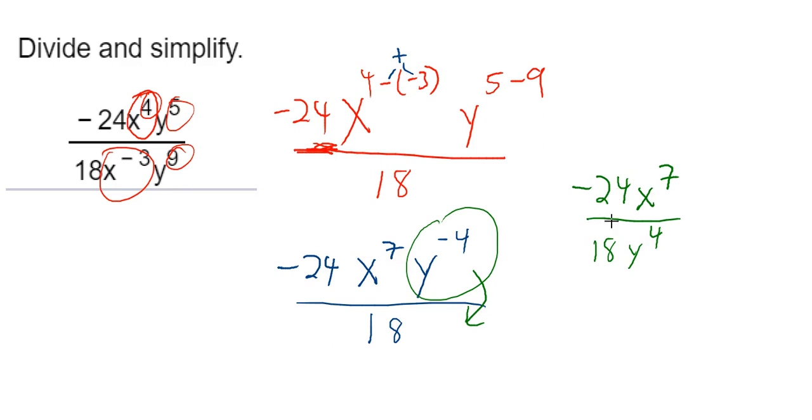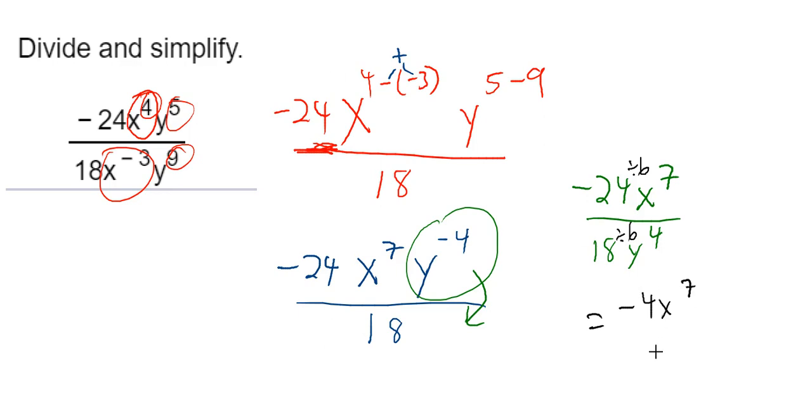But what we can do with these numbers is reduce. So we can divide a 6 out of both of these, right? Divide the top number by 6, divide the bottom number by 6, and we're going to end up with negative 4 x to the 7th power on top. Let me try that again. I don't really like how that 7 looks.